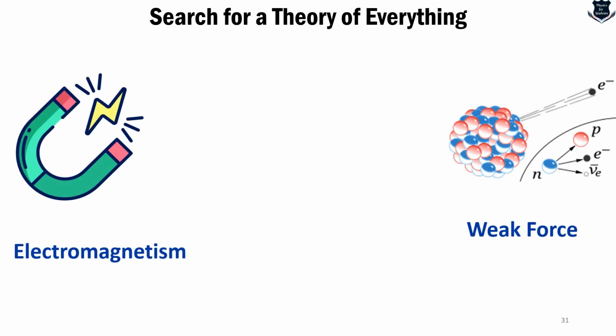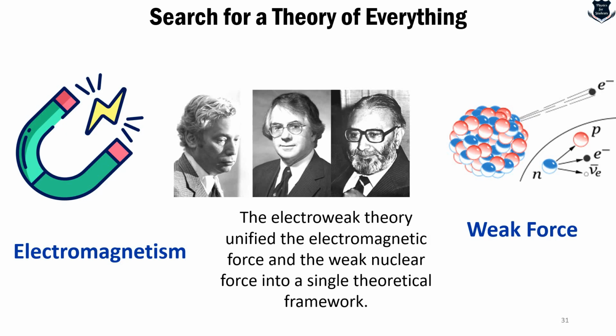The third unification was between electromagnetism and the weak force, and this was done by Sheldon Glashow, Abdus Salam and Steven Weinberg, which is called the Glashow-Salam-Weinberg model. It happened in the late 1960s, and the electroweak theory unified the electromagnetic force and the weak force into a single theoretical framework. The unification was experimentally confirmed through the discovery of the W and Z bosons around the 1980s.